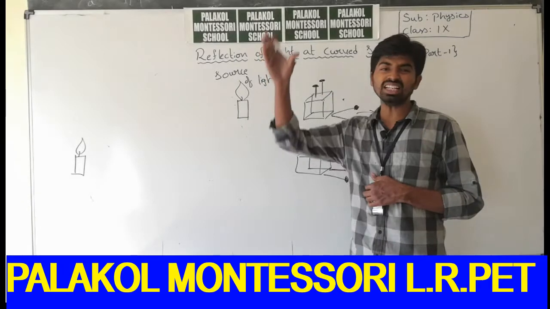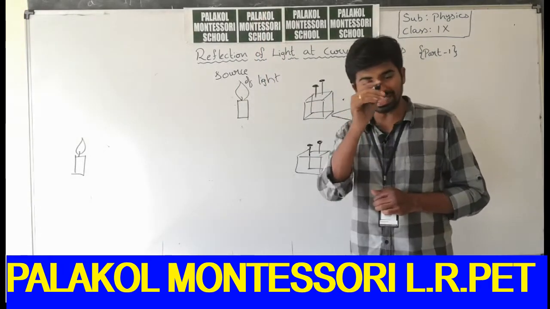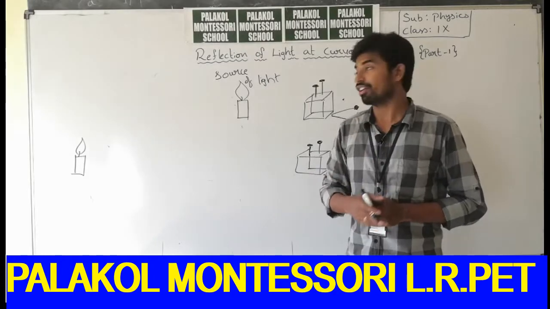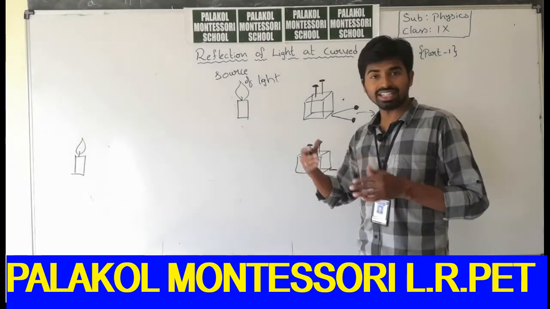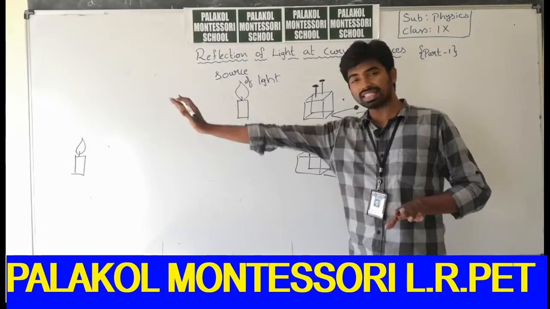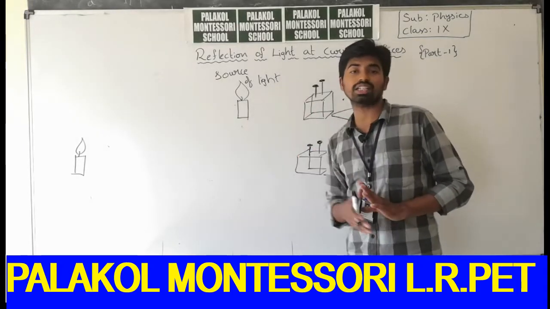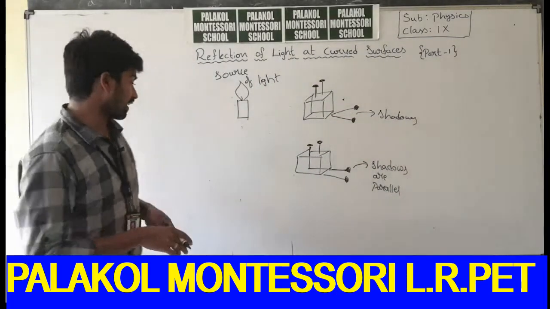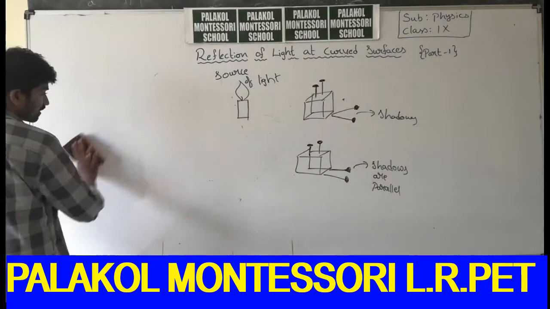No, the sun is at a very large distance. So the light rays coming from the sun can be considered as parallel light rays. When the source of light is near, the light rays coming from that source are not parallel. When the source is at a large distance, then you can consider the light rays coming from the source as parallel. So let us discuss this again.